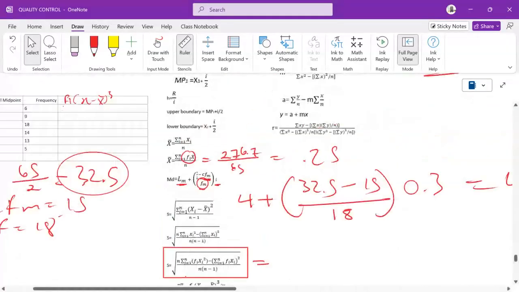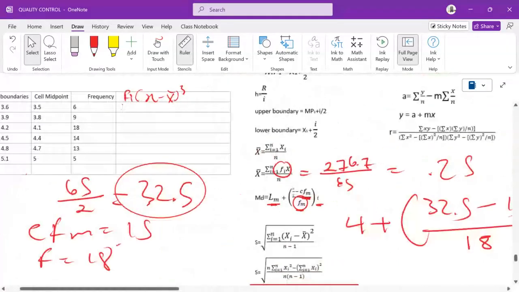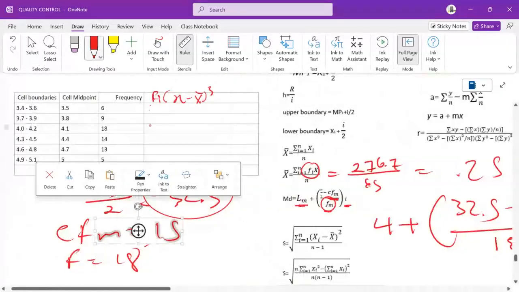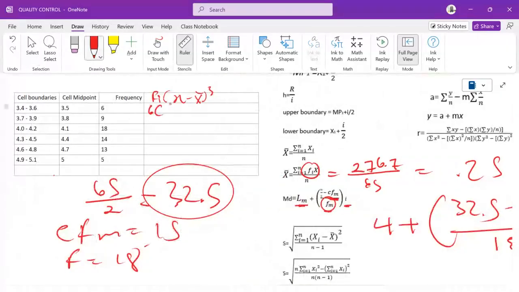So now I'll just do one so that you can follow. Your f is 6, your x is 3.5, then that's your 4.253 there. Then you find the sum. You continue with 9, 3.8 minus 4.25, and you find the sum there. You find the values all the way down, and after that you sum them up.